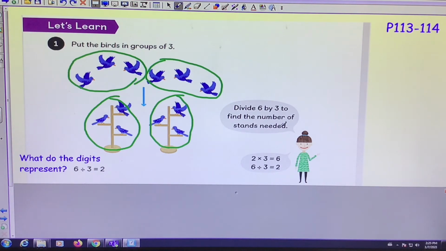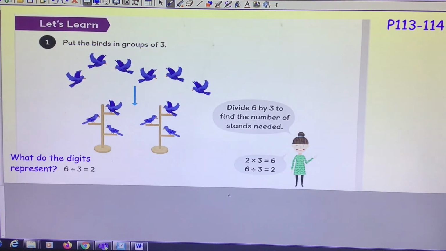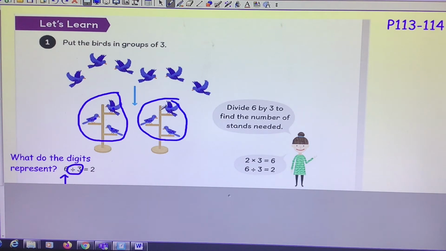But let's have a look what Holly is saying down here. She says, divide 6 by 3 to find the number of stands needed. What has she done? 2 times 3. So here, what do the digits represent? 6 was the whole. We divided it into groups of 3. 1, 2, 3. 1, 2, 3. And we have 2 groups. That's what the digits represent.